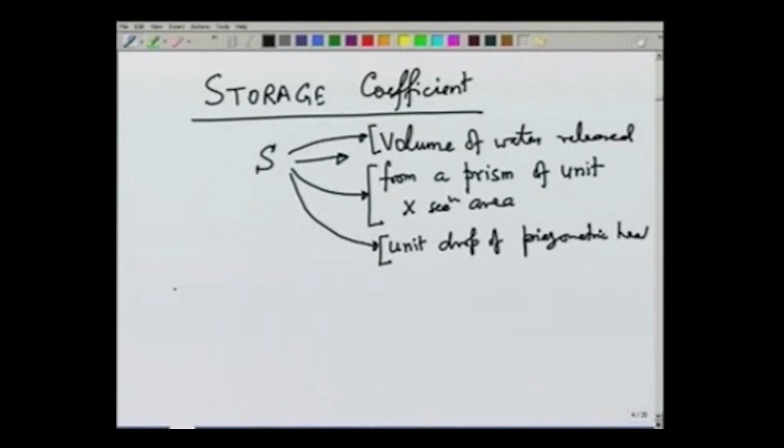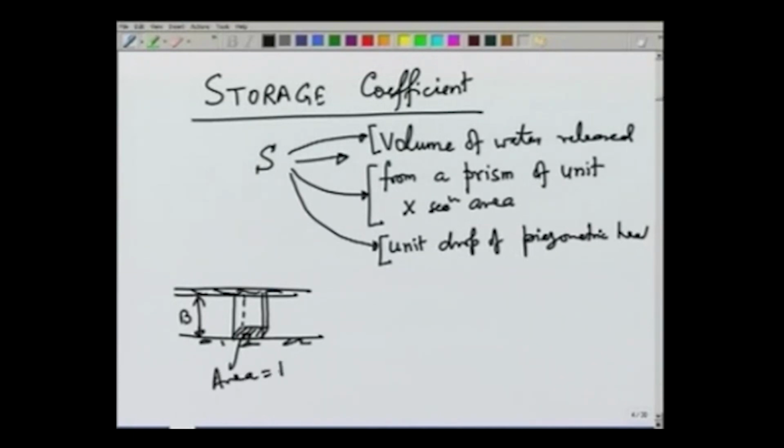So, if we take this confined aquifer of height b and consider a unit area of aquifer, so this area is 1 and this has some piezometric head which we will call H.